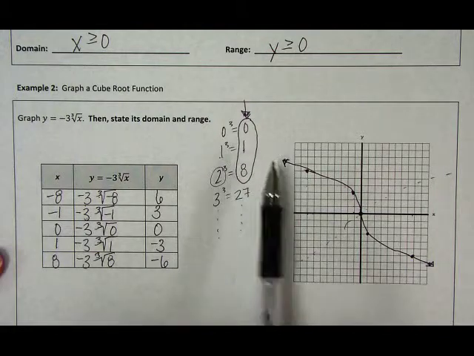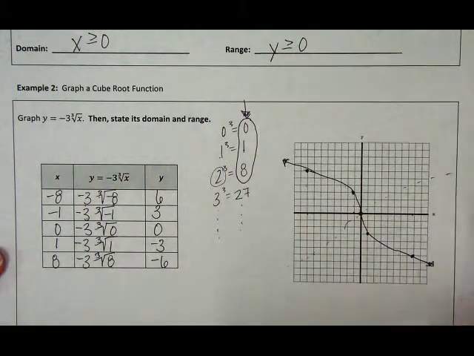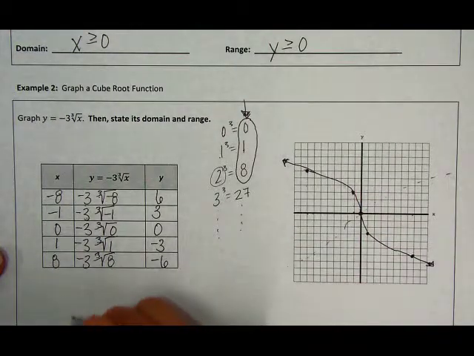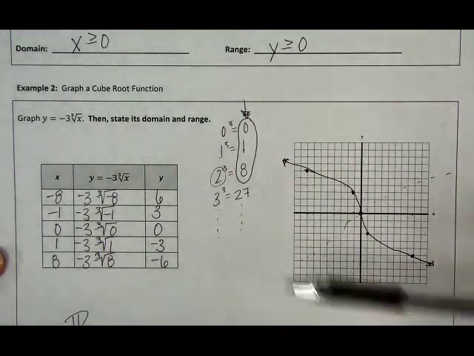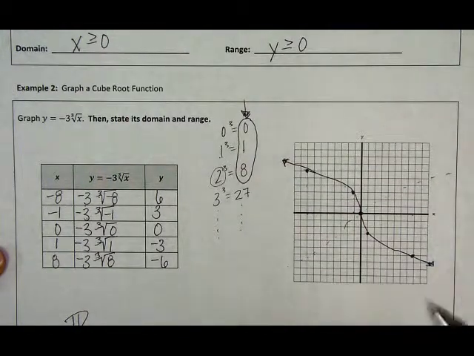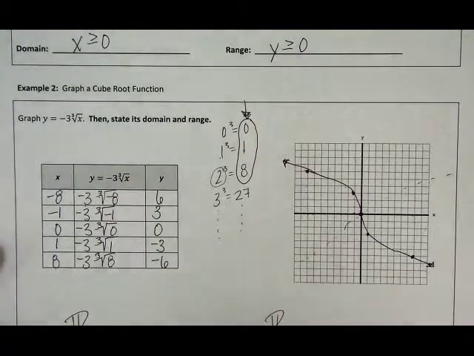My domain in this case, because my graph spans all my x's, negative, positive, and 0, is all reals. My range spans my positive y, 0, and negative y, so my range is also all reals for example 2. At this point, I want you to take some time to work on the Now You Tries numbers 1 and 2, and we'll come back in the next video to talk about the graphs of radical functions.